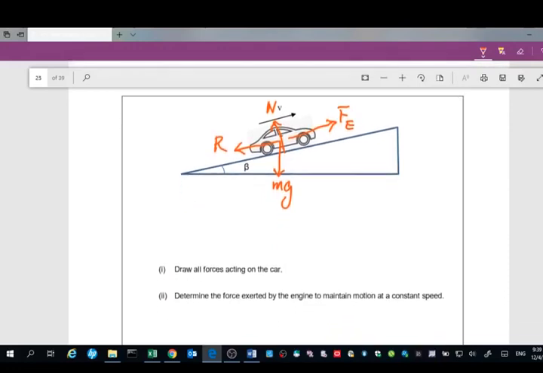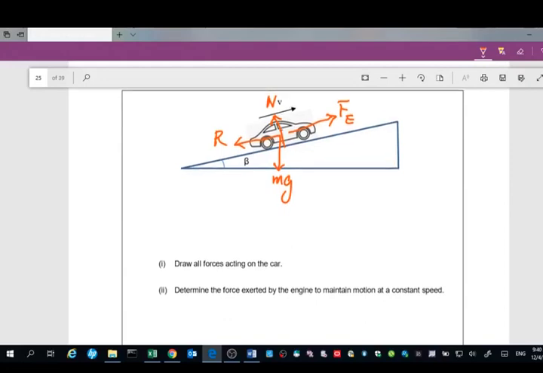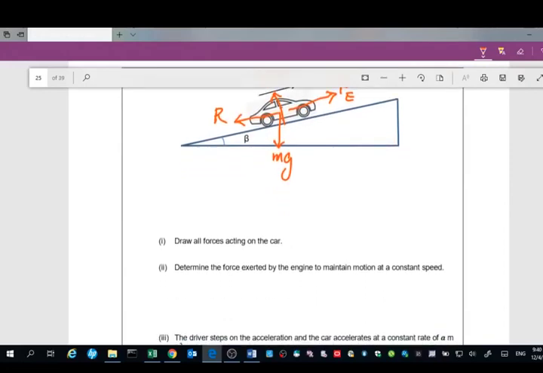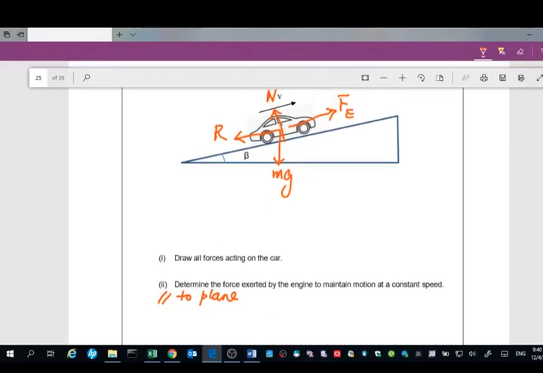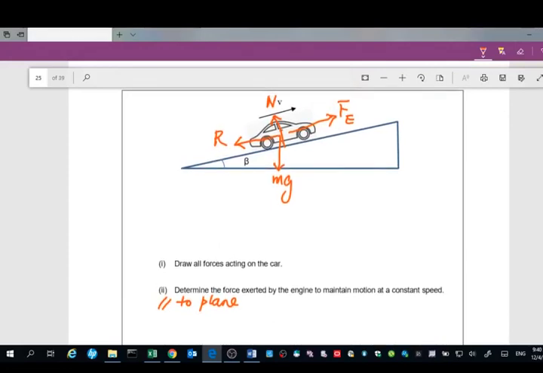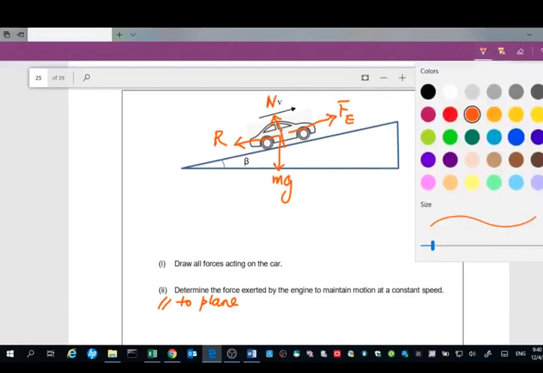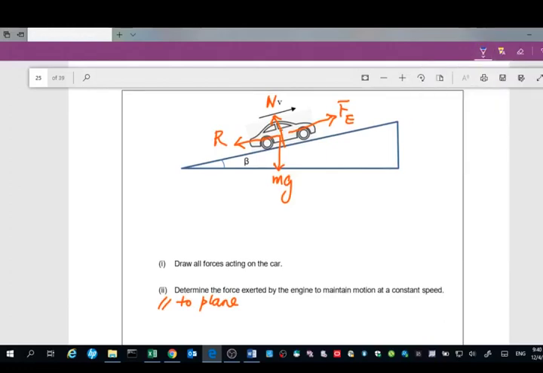Right, determine the forces exerted by the engine to maintain constant motion at a speed. So let's look at the direction parallel to the plane here. There's no acceleration. It means that we have to resolve the forces that are not parallel to the plane. So let me just use a different color here. The only odd one is mg. Actually, mg is the one that has some component parallel to the plane and some component perpendicular to the plane.